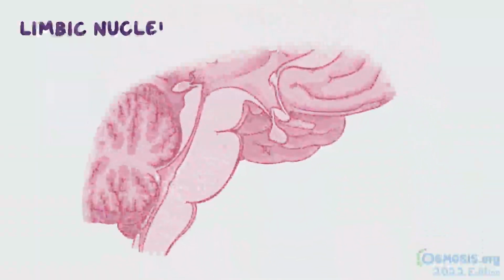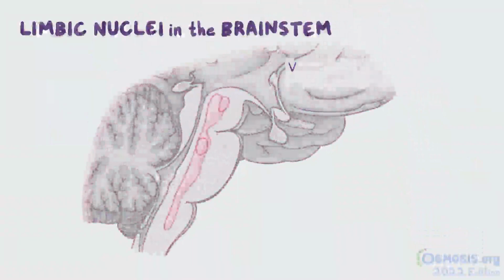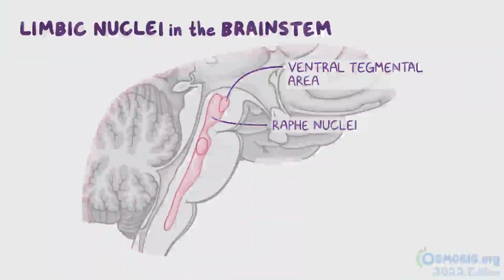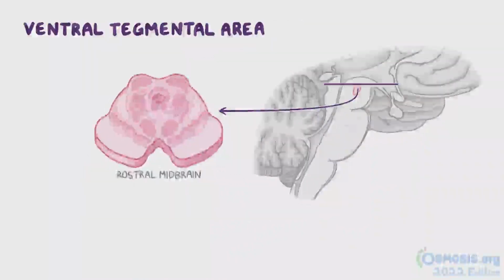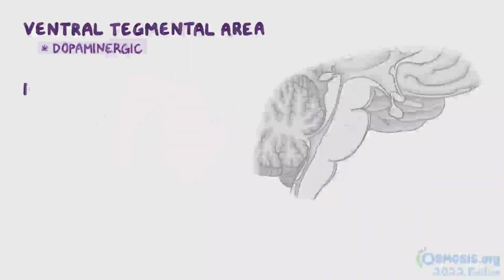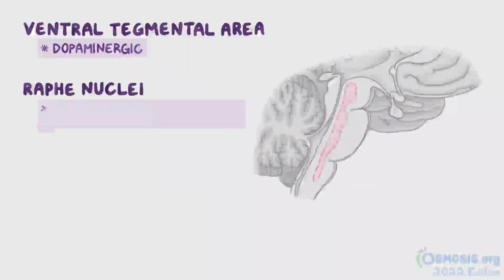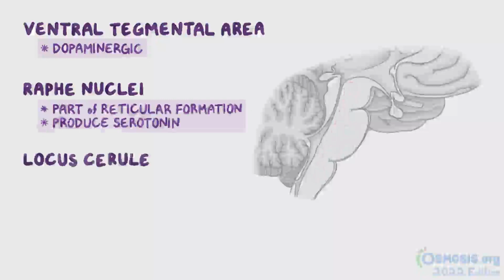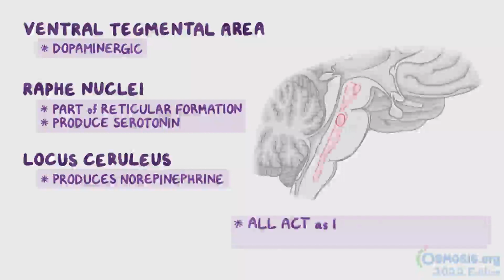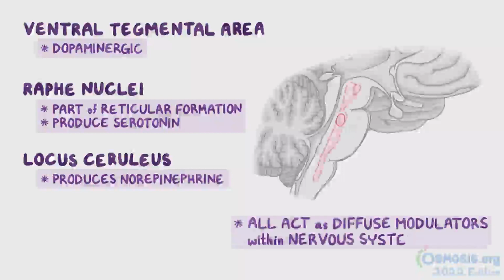Moving on to the limbic nuclei in the brainstem, these nuclei include the ventral tegmental area, the raphe nuclei, and the locus ceruleus. The ventral tegmental area is located in the ventral midbrain, medial to the substantia nigra, and its neurons are dopaminergic. The raphe nuclei can be found throughout the brainstem as part of the reticular formation, and their neurons produce serotonin. The locus ceruleus is located in the pons and contains norepinephrine-producing neurons. All of these act as diffuse modulators within the nervous system.